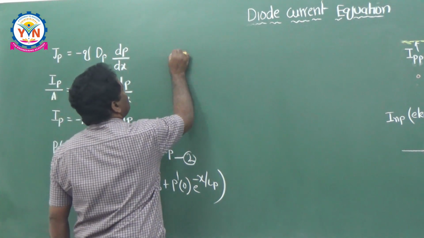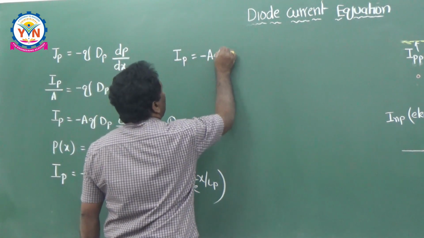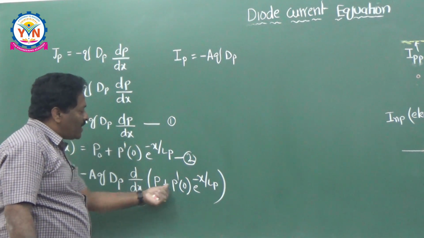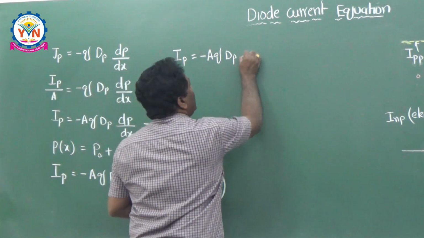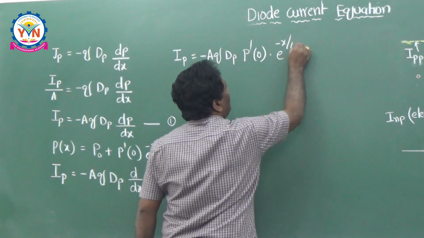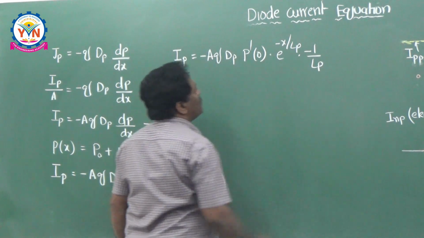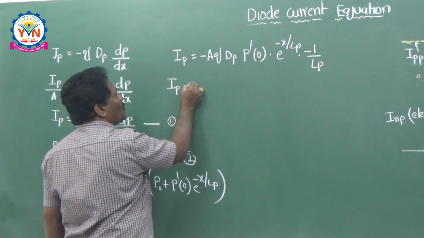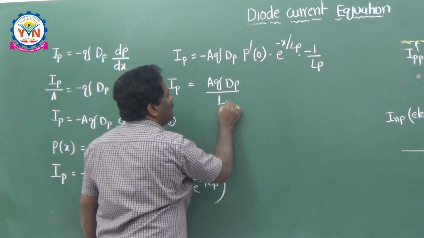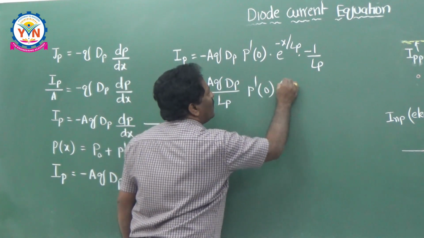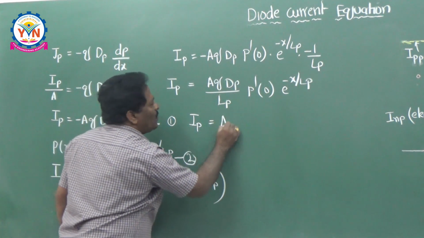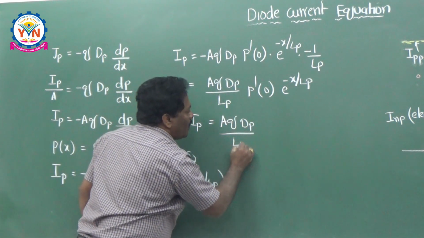Ip is equal to minus AQ Dp, and d by dx of some constant is 0, p naught is a constant so its derivative is 0, and p dash of 0 is already a constant. That's why p dash of 0 into the derivative of e to the power of minus x by Lp, which is e to the power of minus x by Lp into minus 1 by Lp. If you simplify this, Ip, the diffusion current due to holes, is equal to minus of minus, plus. So AQ Dp divided by Lp into p dash of 0 into e to the power of minus x by Lp. Now finally Ip is equal to AQ Dp by Lp into what is p dash of 0?